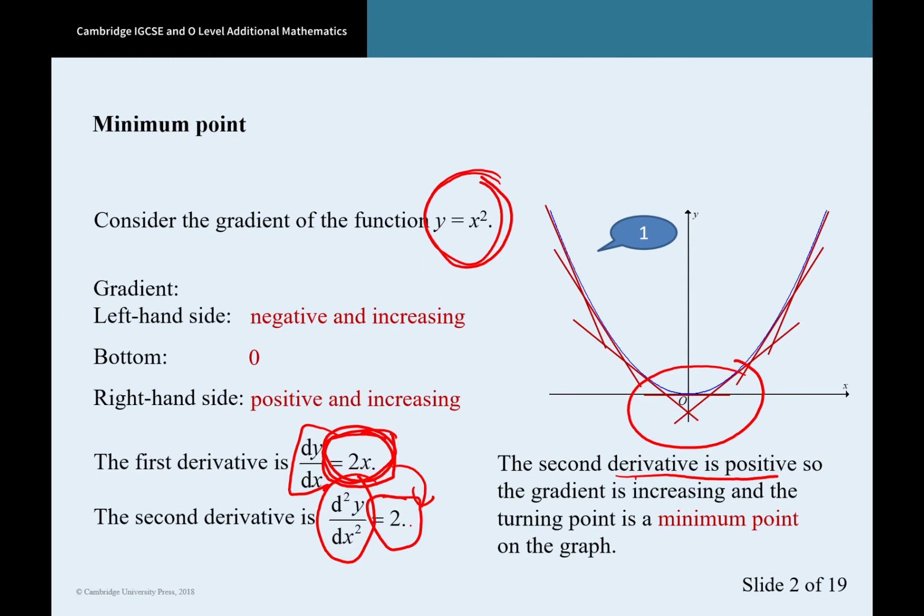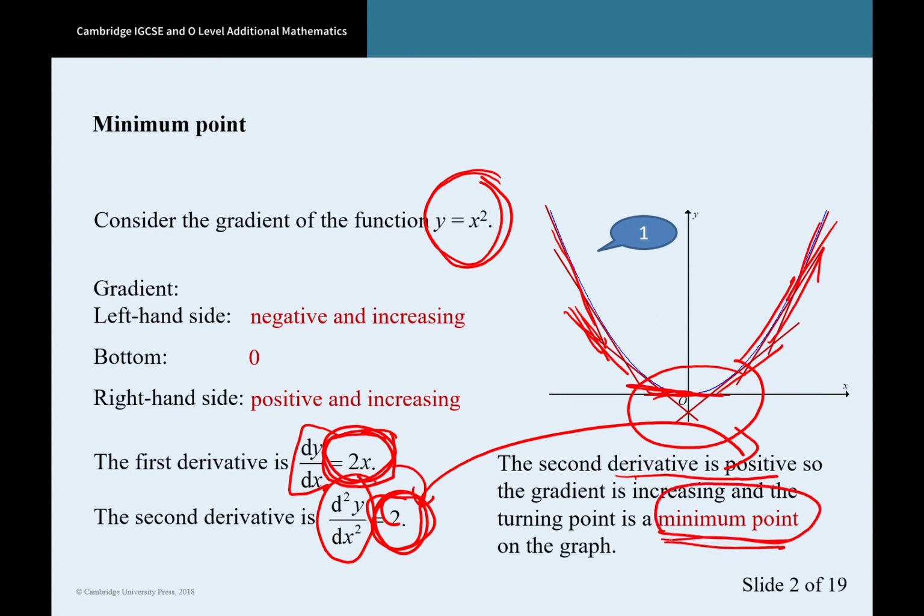So when the second derivative is positive, look at the gradient. The gradient starts from negative. Okay, this one is negative and increasing. And then this one is 0 and this is positive. The right side is positive. So when the second derivative is positive, the gradient is increasing and the turning point is a minimum point. Okay, so we call this the minimum point.